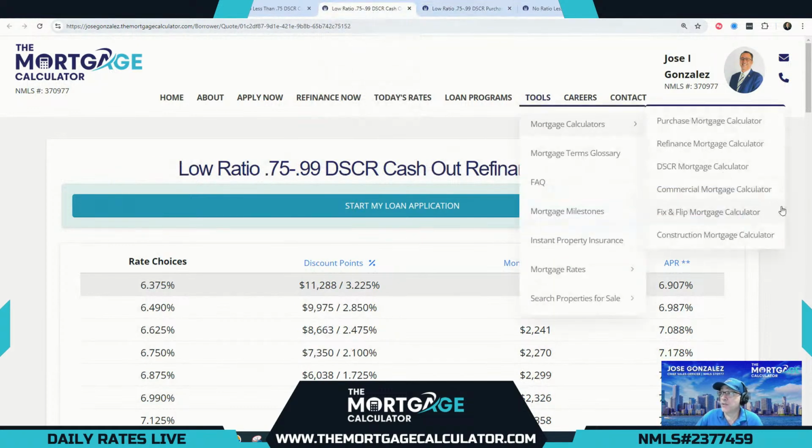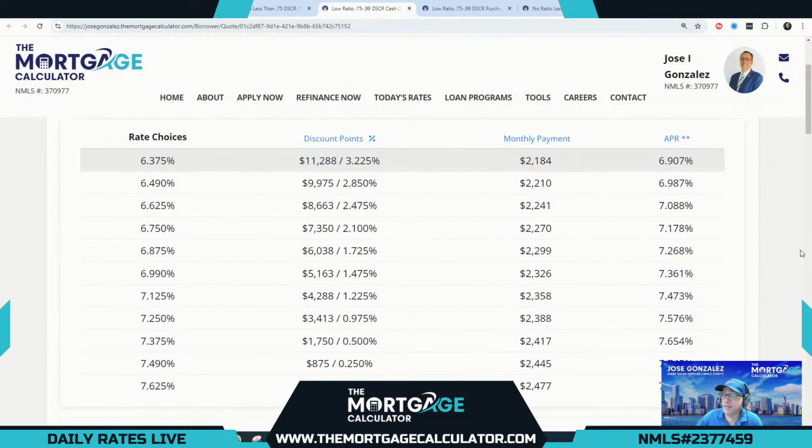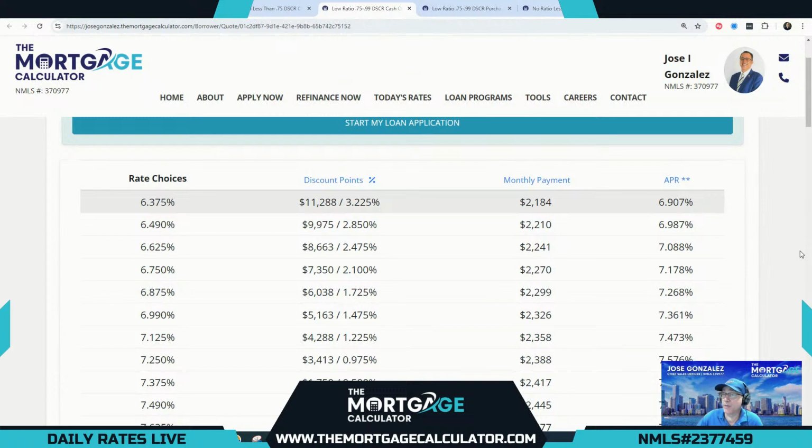So now for some cash out options. Yes, believe it or not, they even let us do cash out refis with these low and no ratio options. Our low ratio option here, 0.75 to 0.99 cash out, is maximum 70% LTV, and 7.625 is our lowest cost option at par. And you can buy that down all the way to 6.375%. Again, that is amazing.